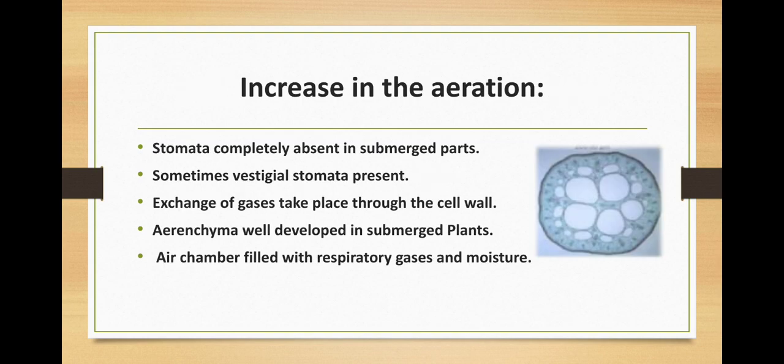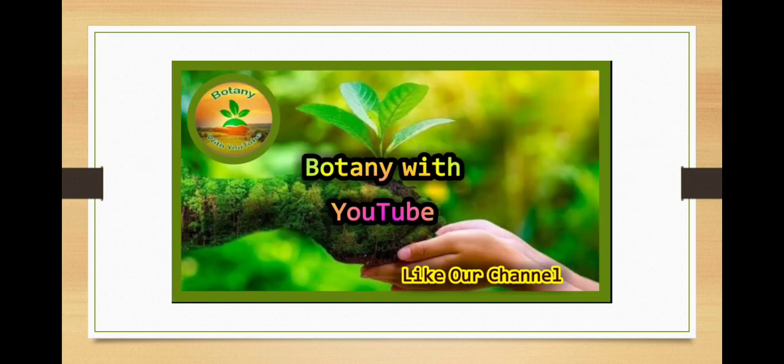Increase in the aeration. Stomata completely absent in submerged parts. Sometimes vestigial stomata present. Exchange of gases takes place through the cell wall. Aerenchyma well developed in submerged plants. Air chambers filled with respiratory gases and moisture.